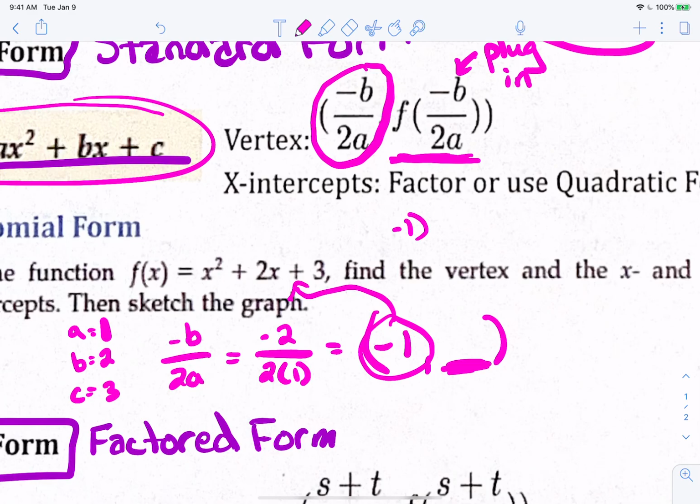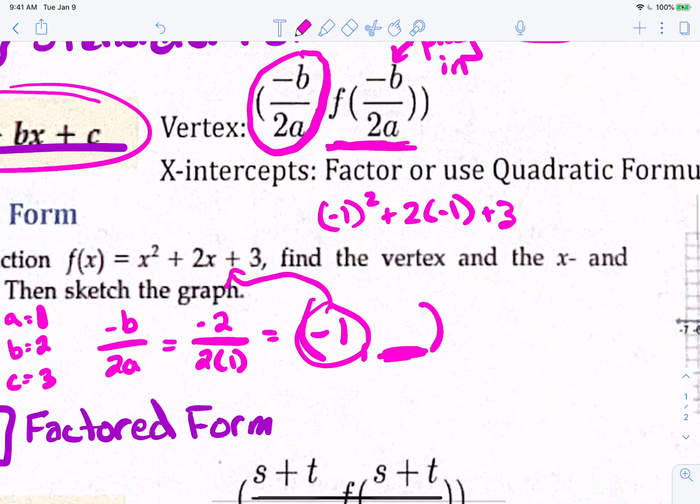So I have negative 1 squared plus 2 times negative 1 plus 3. All right, negative 1 squared becomes positive 1. 2 times negative 1 is negative 2 plus 3. And that is 1 minus 2 plus 3 is 2, I think. Yeah. Now, if you enter it into your calculator and don't put parentheses around the negative 1, it will say a positive 1. Okay, so negative 1 comma 2, that is the vertex.